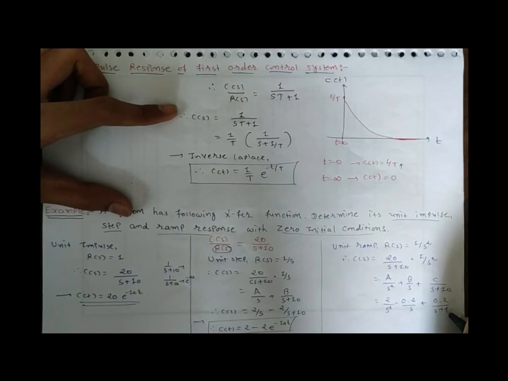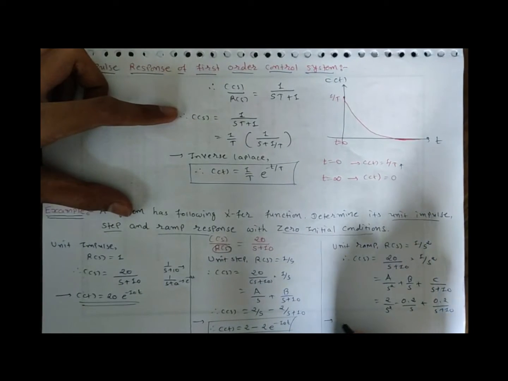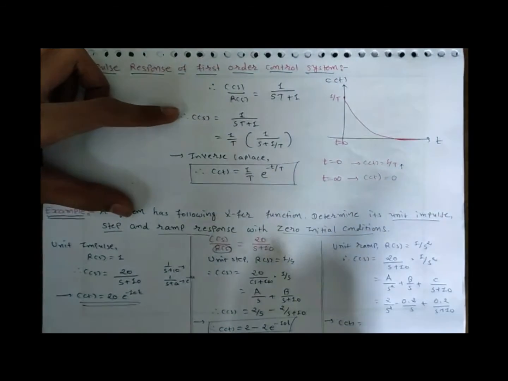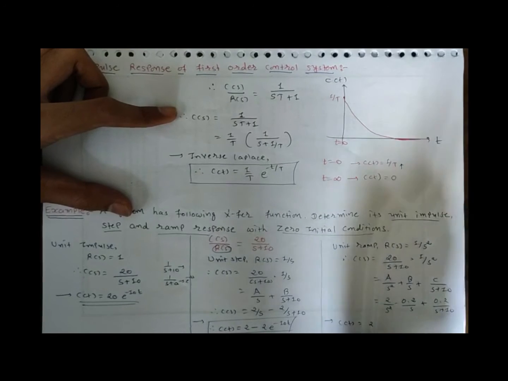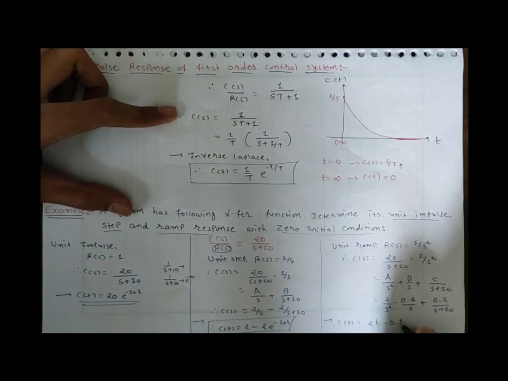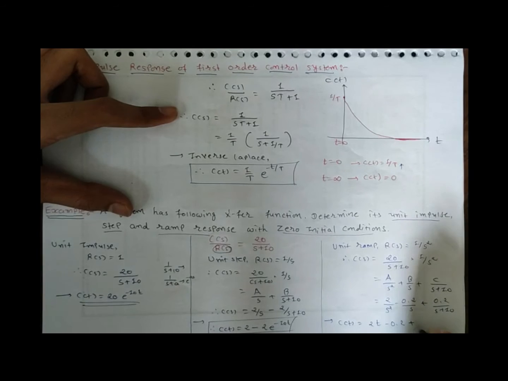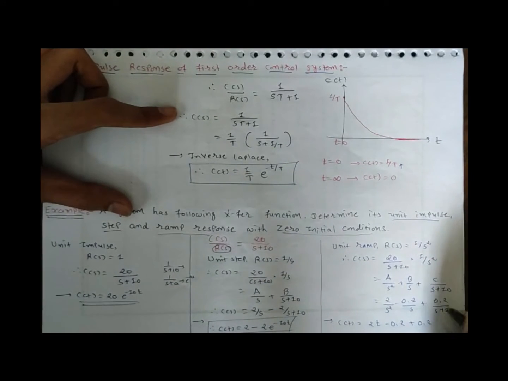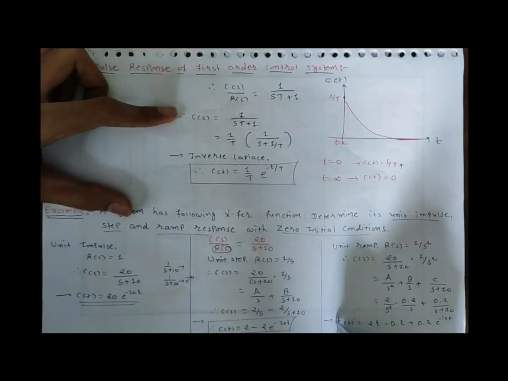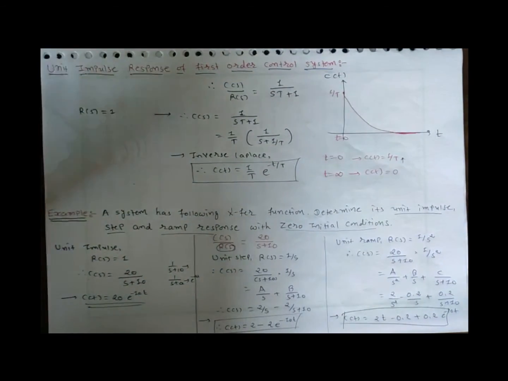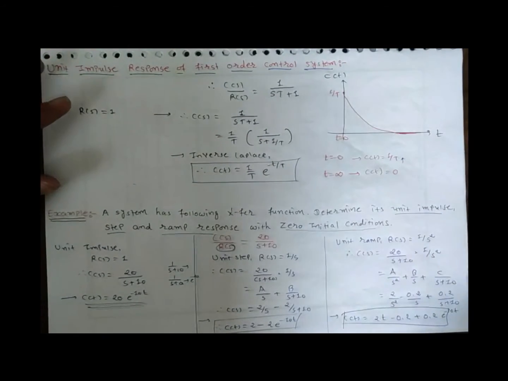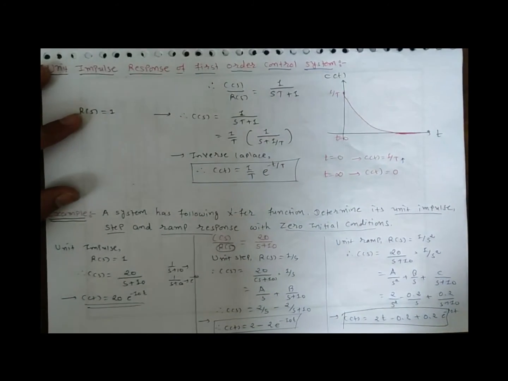Now you can take the inverse Laplace. C(t) equals 2 times t, which is the inverse of 1 upon s square, minus 0.2 times 1, which is the inverse of 1 upon s, plus 0.2, a constant, times e raised to minus 10t. So these three are the unit impulse, unit step and unit ramp responses of a first order control system. Easily you can find the value of C(t) for all three responses. Thank you so much.